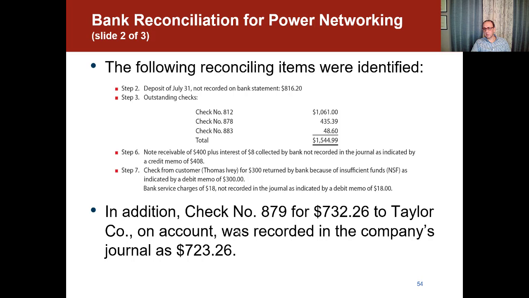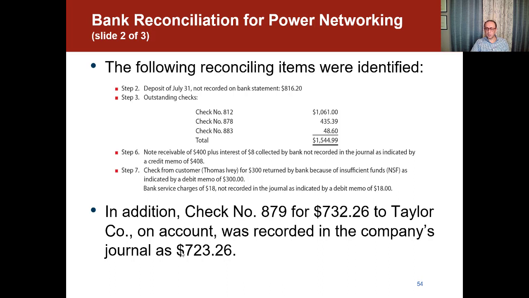As you can see here, it says check number 879 for $732.26 to Taylor Company on account was recorded in the company's journal as $723. So this is a check that we're paying out to one of our vendors. We under-recorded the payment. The correct value was $732. However, we recorded in the books a lower value.